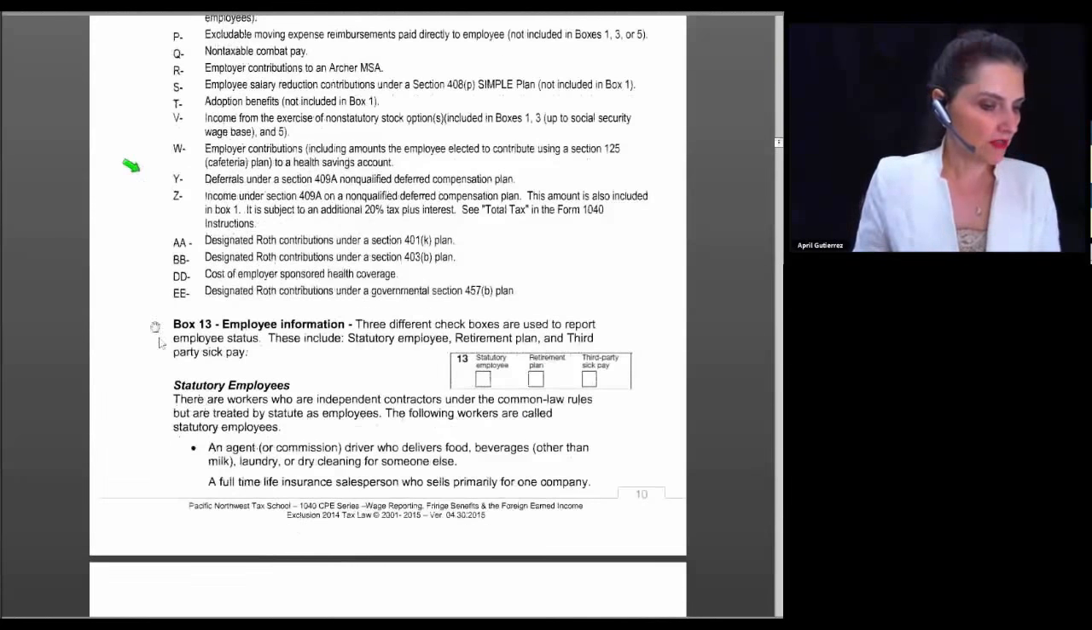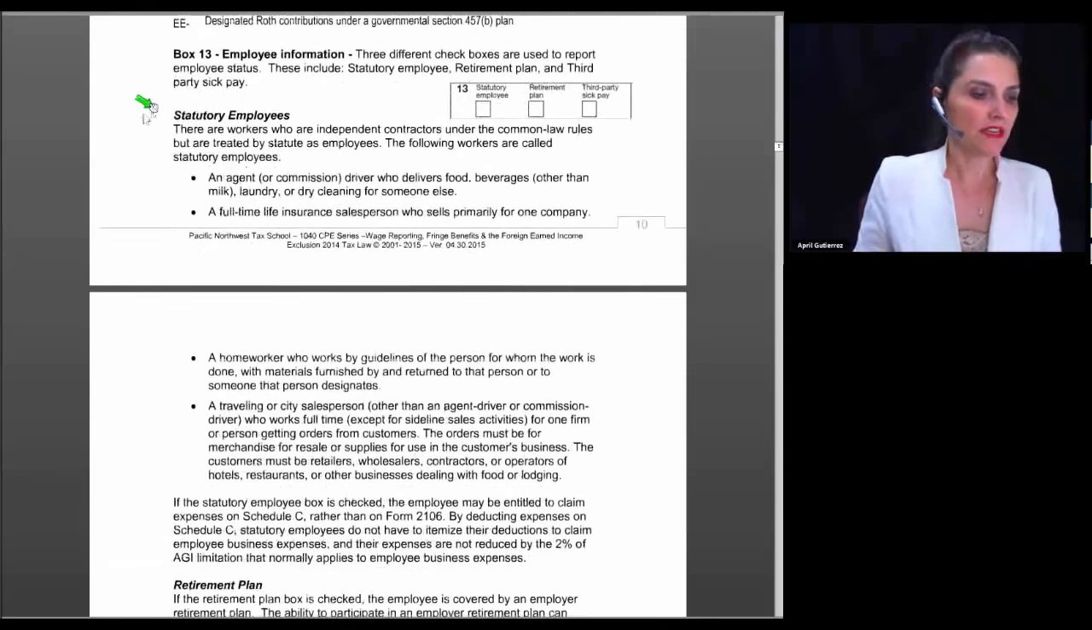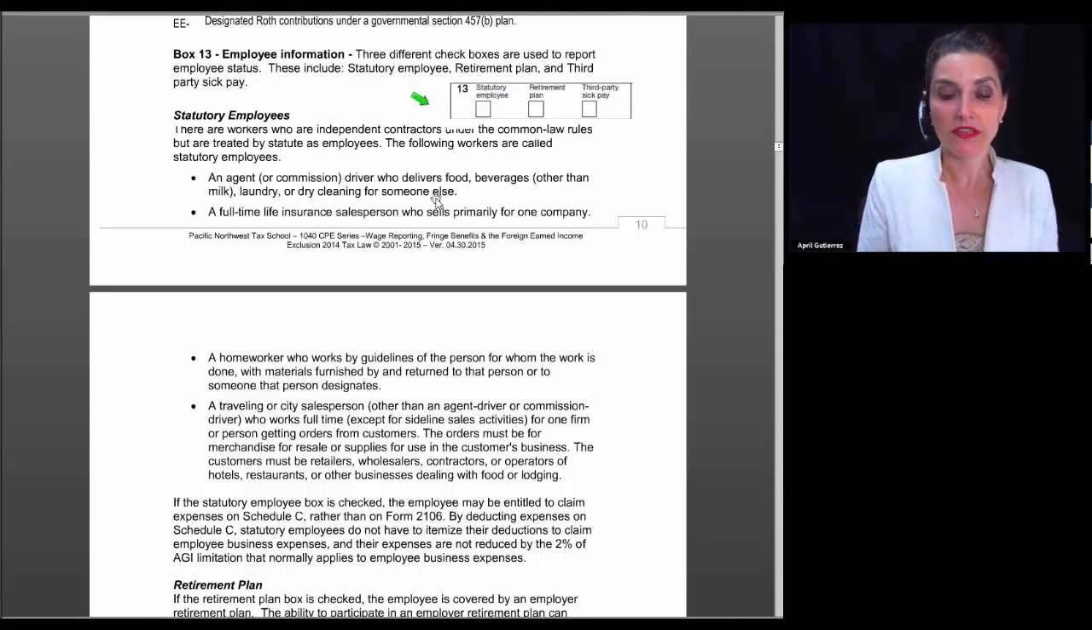Let's move on now to Box 13, which is where employee information is entered. These boxes are actually very important, and you need to pay attention to what's in them. When you're working on your tax software, you need to tell the tax software whether Box 13 has check boxes that are checked. Because if they are checked and you don't tell the software that they were checked, the software could produce an error on the tax return.